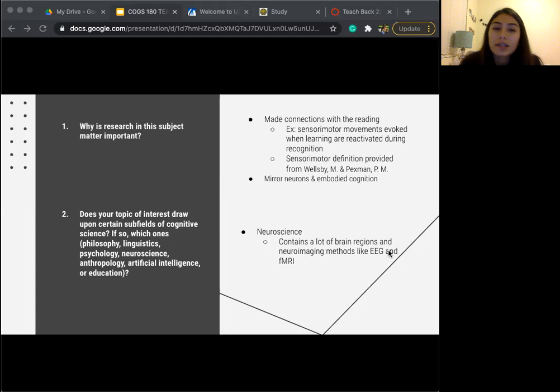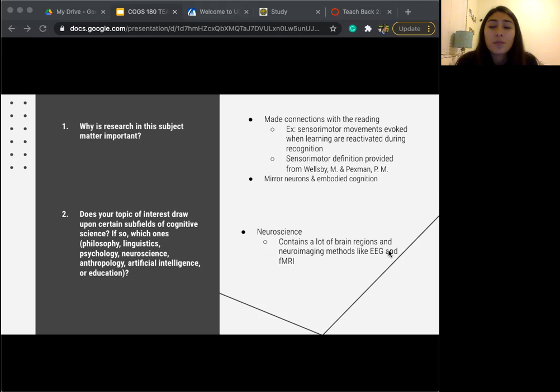As I was reading the article, I noticed that I had already done my other presentation on mirror neurons, and I made a lot of connections between embodied cognition, sensory motor experience, and mirror neurons as I was reading it. One example that made me think of mirror neurons was when our reading for the class stated that sensory motor movements evoked when learning are reactivated during recognition. And so this made me think of mirror neurons.